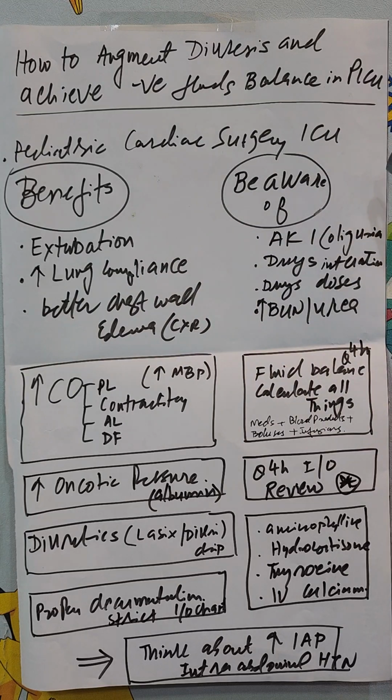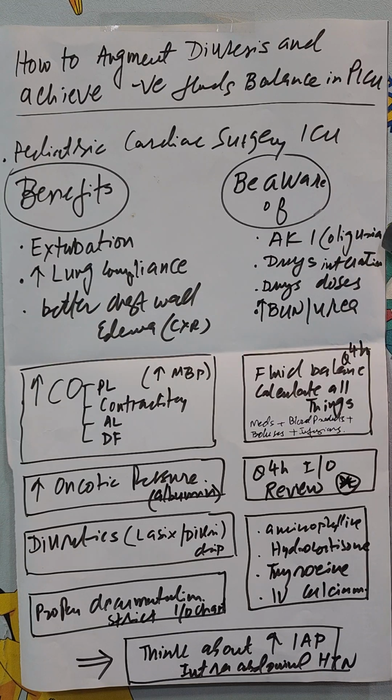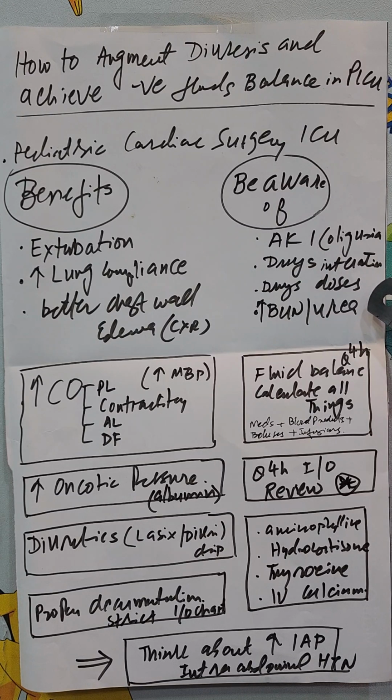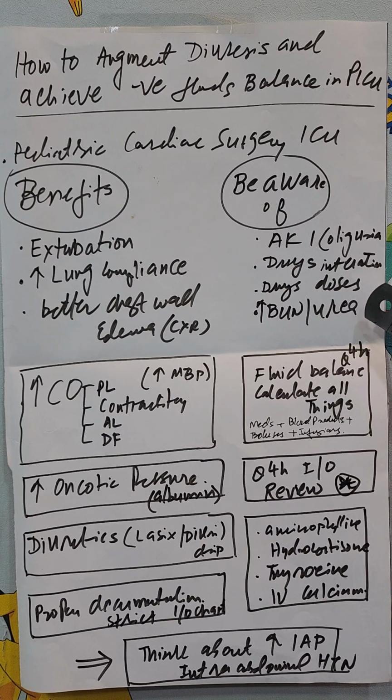But while you are augmenting diuresis and getting negative balance, be aware of acute kidney injury, especially if the patient is passing less urine. Drug interaction is very important because there are a lot of drugs in pediatric ICU which can interact and injure the kidney. Drug dosage adjustment is the most important thing in patient care. And also you can keep an eye on the urea, BUN and creatinine. To get a negative balance, we want urea almost 1.5 times normal, but if the urea goes further up, maybe you have to hold your diuresis.